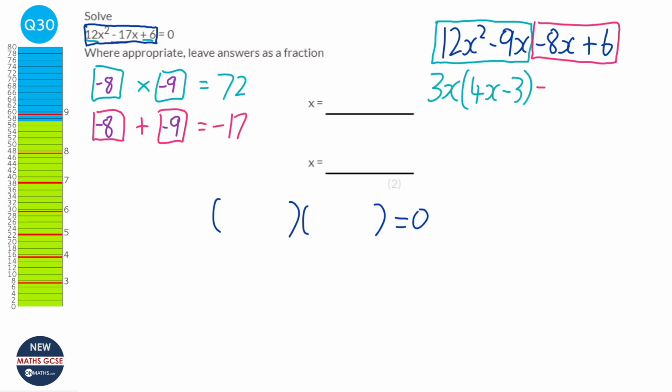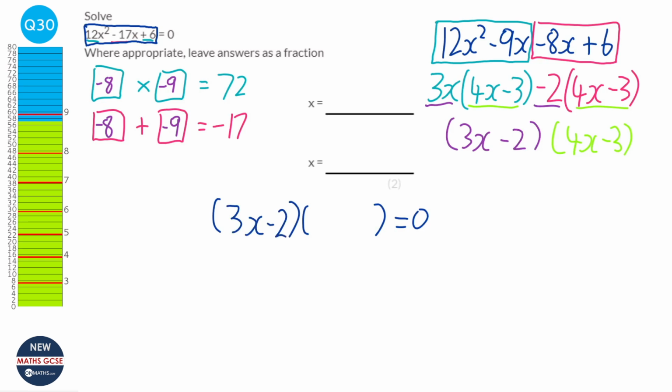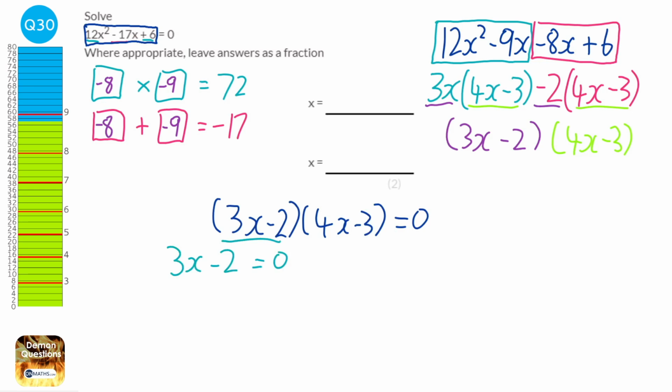And we always put the minus on the outside, so it would be minus 2, and that would be 4x minus 3. The repeating bracket is our second bracket, so 4x minus 3, and then the bit on the outside, 3x minus 2, becomes our first bracket, like so. So let's put that back into our equation, and to solve this now, you get both of the brackets equal to 0, so we're going to get this equal to 0, and get our solving lines in.